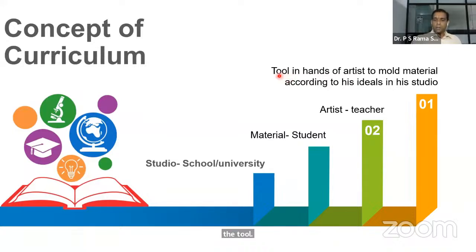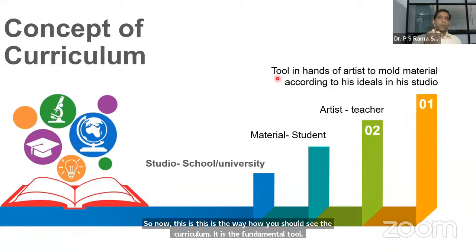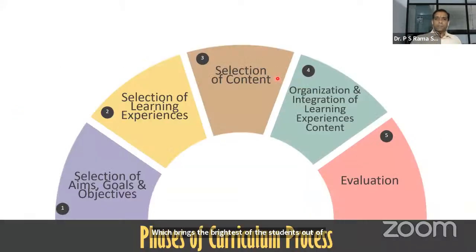There are four things here: tool, then there is an artist, then there is a material, then there is a studio. Four things. So the artist is a teacher, the material is a student, the studio is the school or university, and the tool in the hand is the curriculum. Right? So now this is the way you should see the curriculum. It is the fundamental tool which brings the brightest of the students out of your universities or colleges.